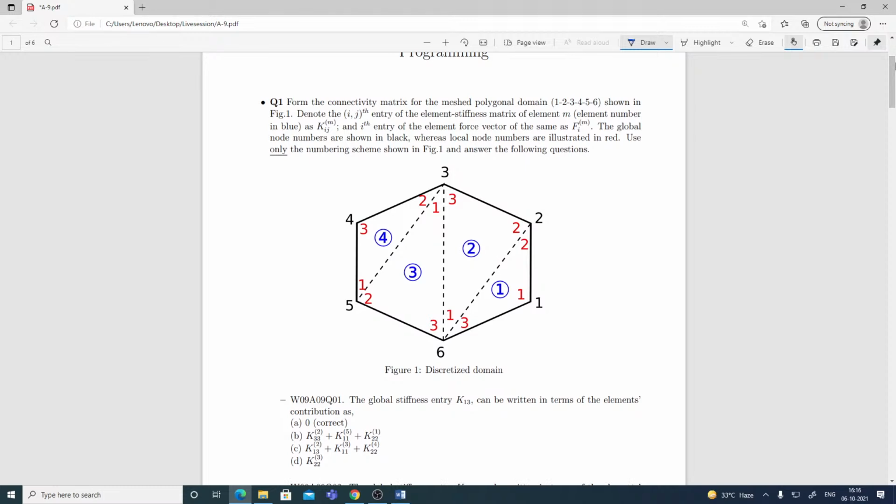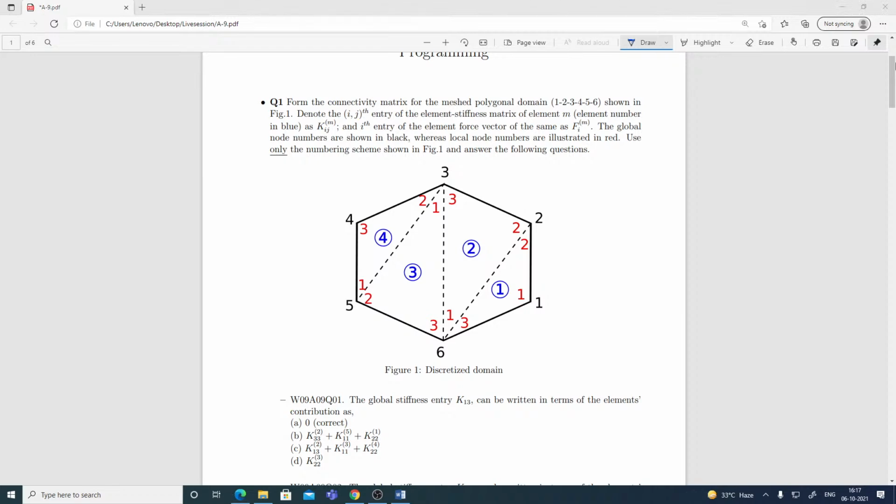As you can see, the actual domain is a hexagonal domain, and it has been discretized using triangular elements. The encircled numbers in blue denote the element numbers. The numbers in blue denote the local node numbers of each of the elements, and the black numbers denote the global node numbers. This is explained in the question.